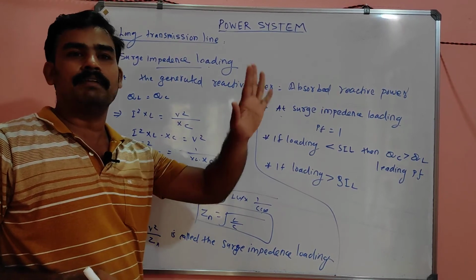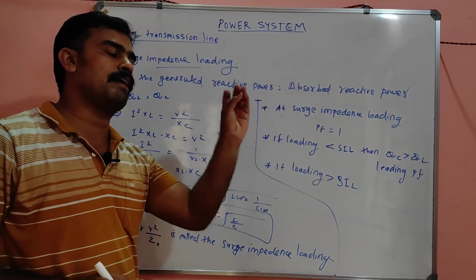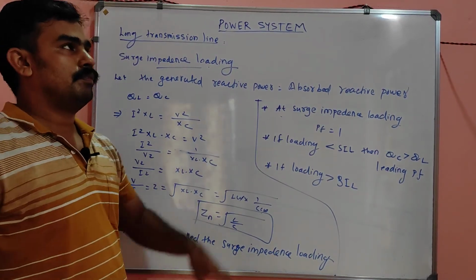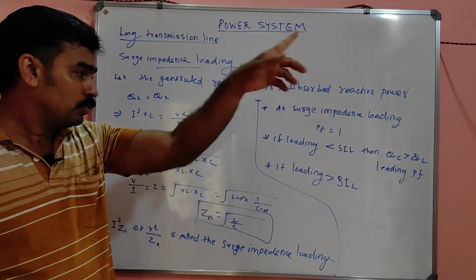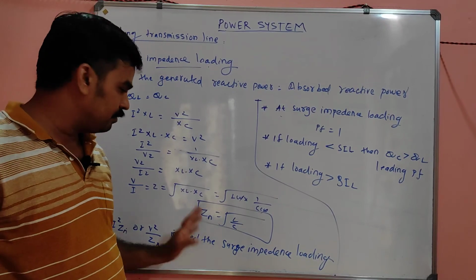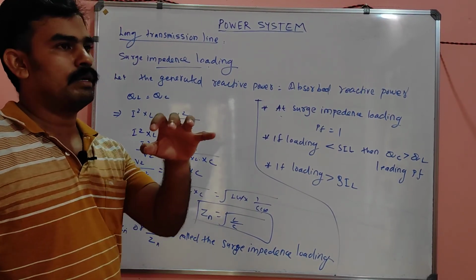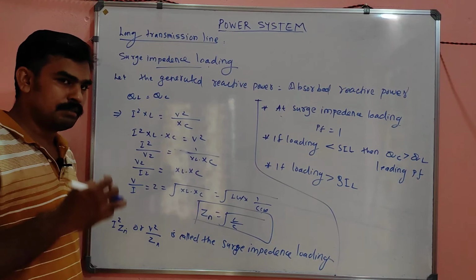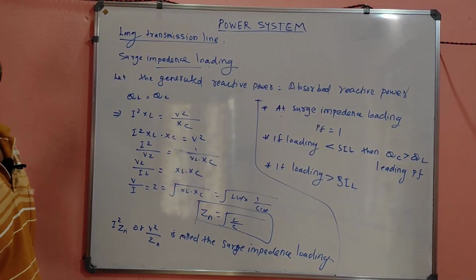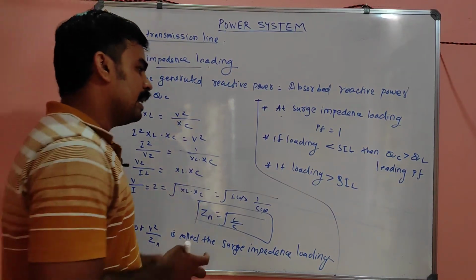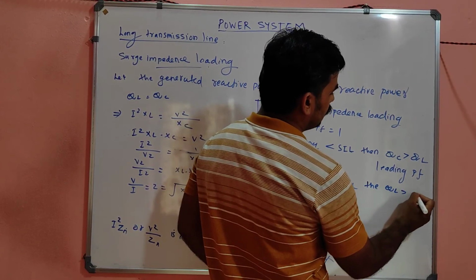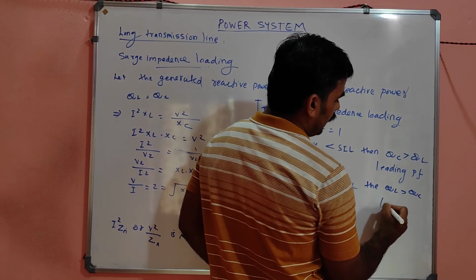At that time, Z will be just root of L by C. So at that time, what is the power? If the transmission line is loaded less than surge impedance loading, what is the meaning, my dear? It will be more capacitive loading. That means QC greater than QL, and if loading is greater than surge impedance loading, then QL will be greater than QC, or lagging power factor.